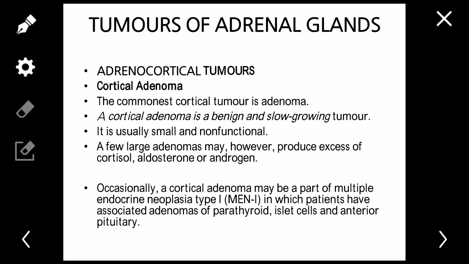So these tumors of the adrenal gland are called adrenocortical tumors or cortical adenoma. The commonest tumor is adenoma, again a benign, slow growing, small, non-functional tumor. A few large adenomas may however produce excess cortisol, aldosterone and androgen, leading to hyperfunctioning of the adrenal gland. Occasionally a cortical adenoma may be part of a MEN syndrome.